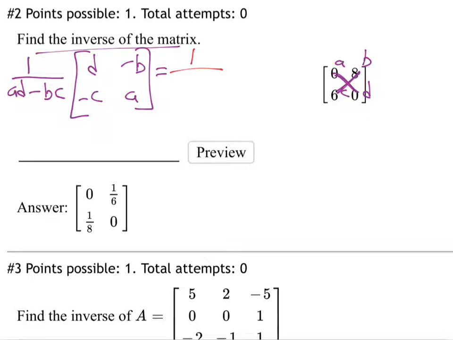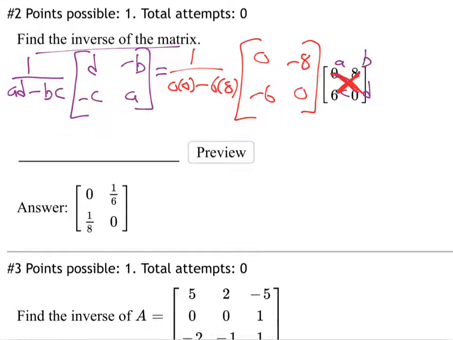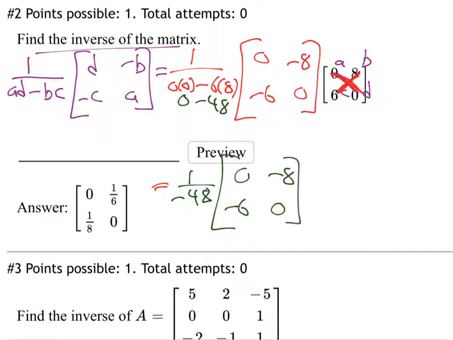So 1 over AD, 0 times 0, minus B times C, 6 times 8, times, and now you swap the main diagonal. Well, nothing happens. They're both zeros. Change the signs on the other diagonal, like that. Okay, let's work that out. See what we get here. So this is what? 0 minus 48. So it's 1 over minus 48 times 0, minus 8, minus 6, 0 equals.